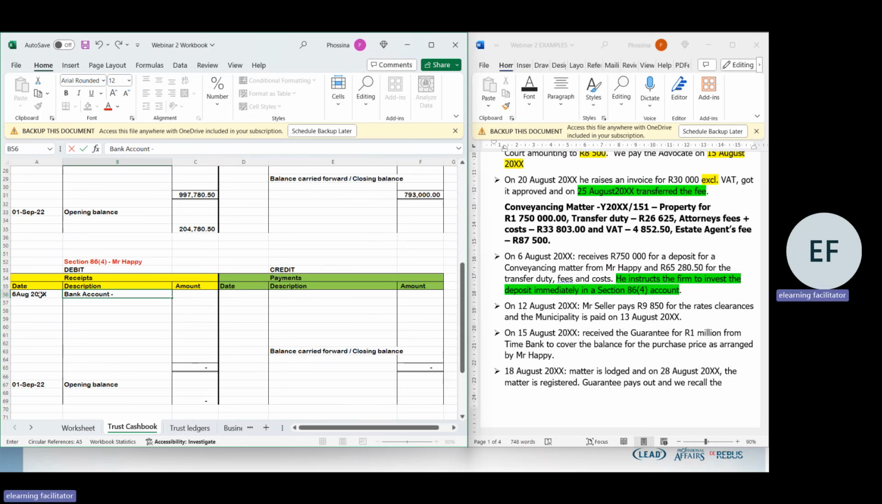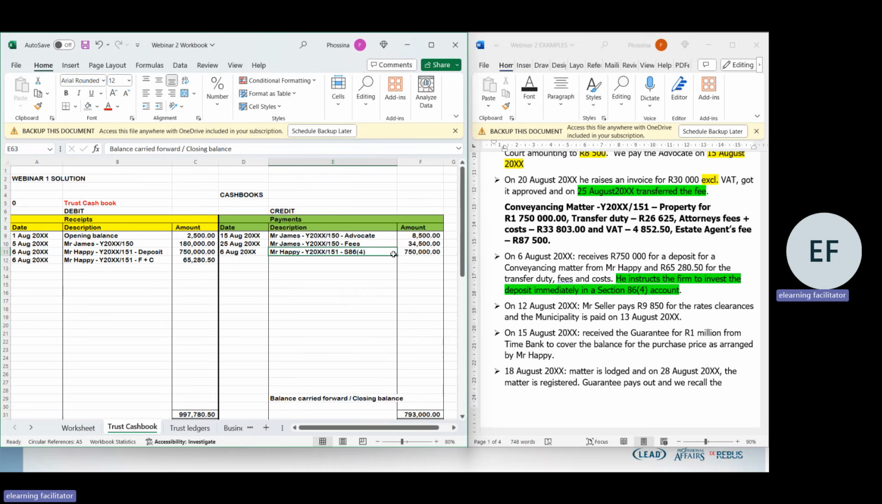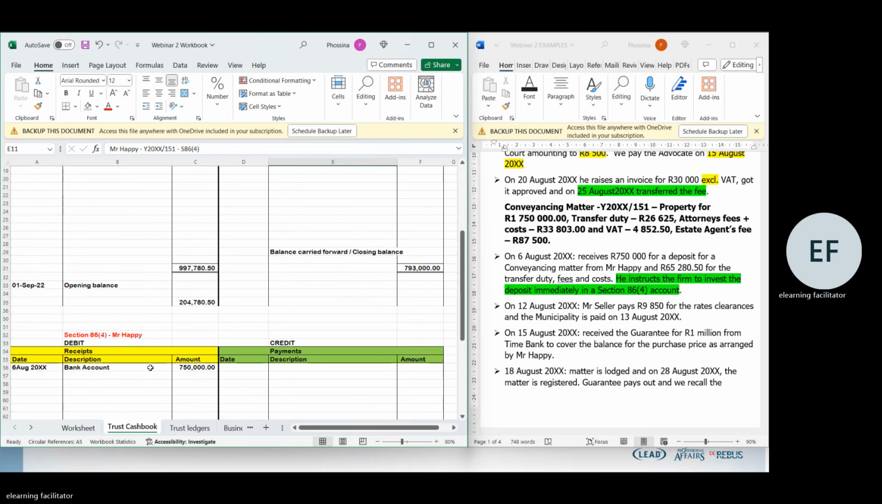And it's for Mr. Happy, and it's an investment. It explains that it's Mr. Happy, so it's coming from the trust account. How much is coming? 750,000. We are investing. So as you can look at it, here it is double entry. There it is. Okay, then we are done.